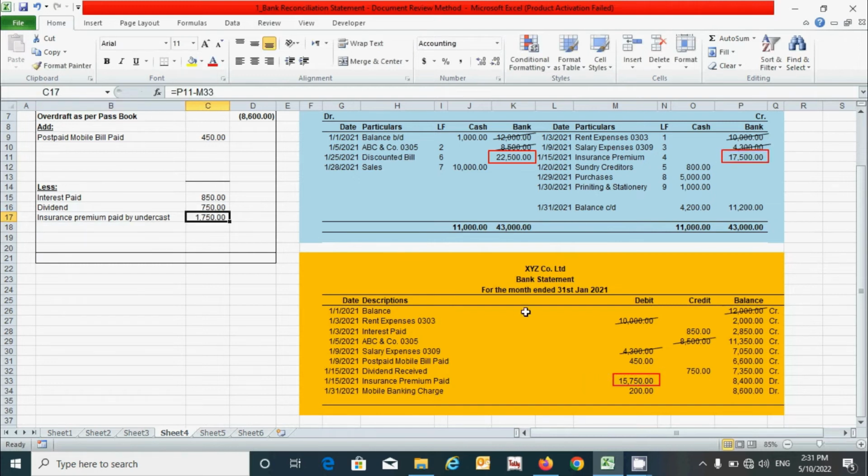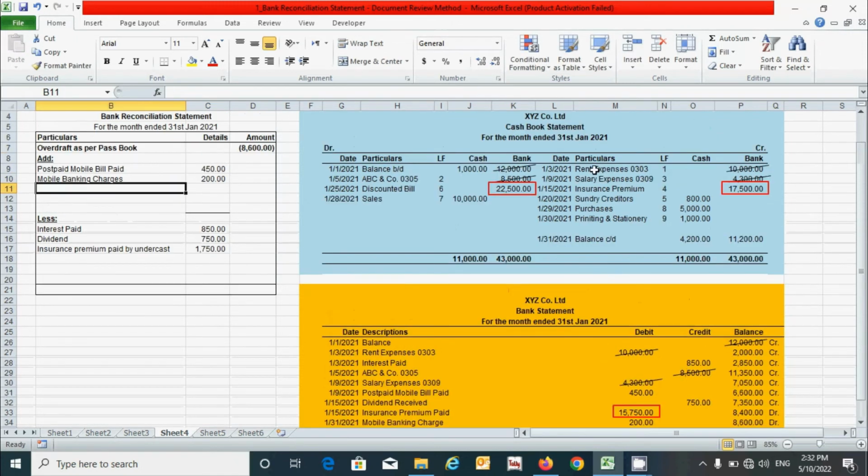Now the another transaction is this one, mobile banking charges. This is the expenses, and this section will be added while using the passbook. So for this, just click here, type the mobile banking charges. How much? 200. Now we are done with this statement. Now let's come to here and follow this statement.